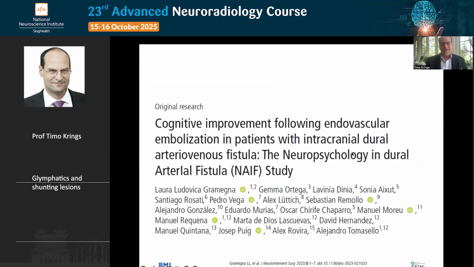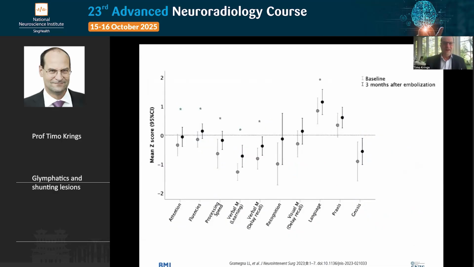And this was then also found in other studies. Here, this is from the NAIVE study from Barcelona that found that patients following treatment all and in every single domain got significantly better after treatment.